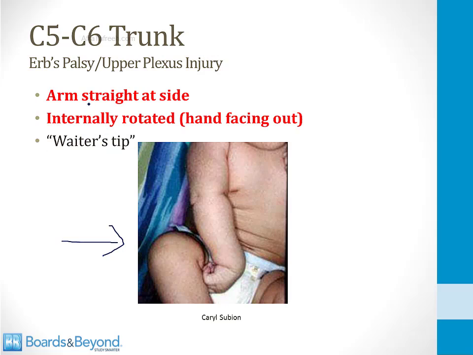The baby will have the arm straight down at the side. It will be straight at the elbow, and the baby can't abduct, so the upper arm is against the chest. And then the arm is internally rotated, meaning the hand is facing out or backwards. And this is sometimes called the waiter's tip because it looks like a waiter who is putting his hand behind him so that he can receive a tip.